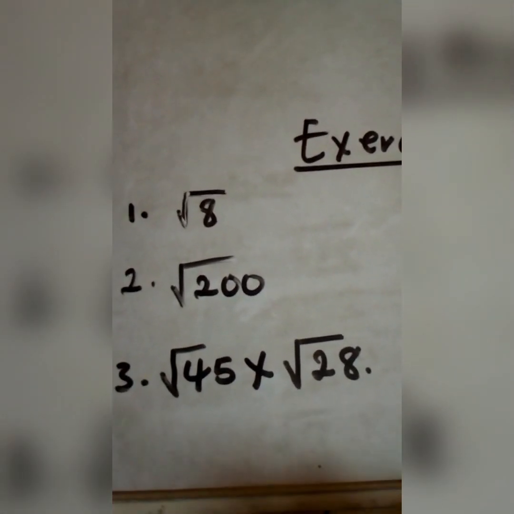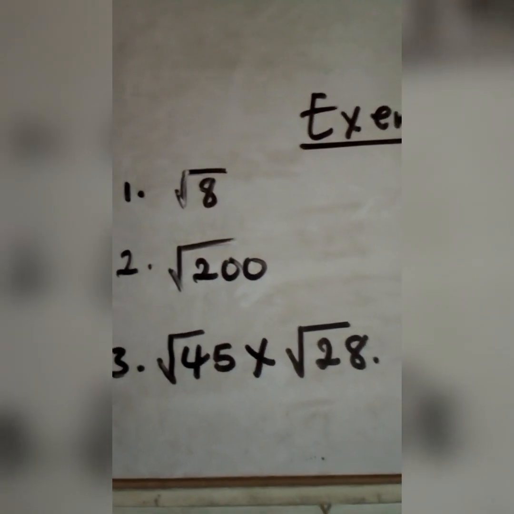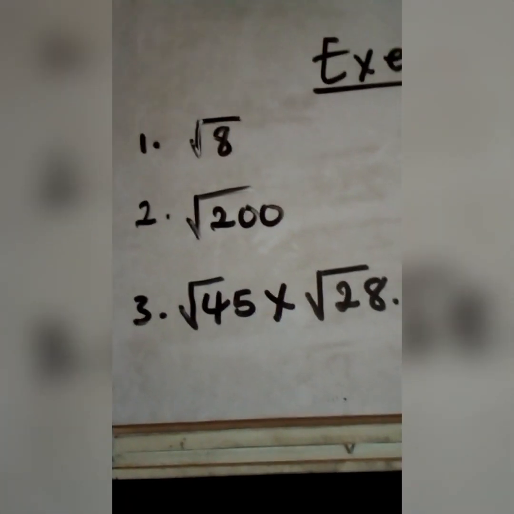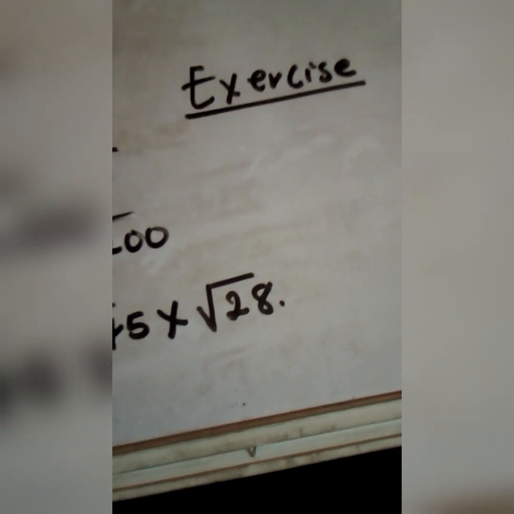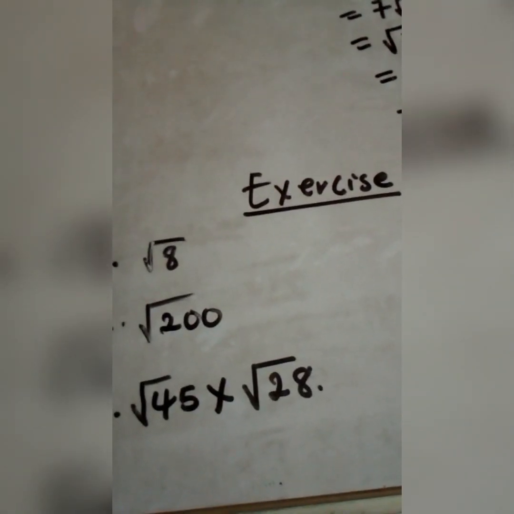Okay, after doing that, you do this exercise. Number 1, we have root 8. Number 2, we have root of 200. Number 3, we have root of 45 multiplied by root of 28. I want you to take your time and solve it, then send me the answer in the comment section.